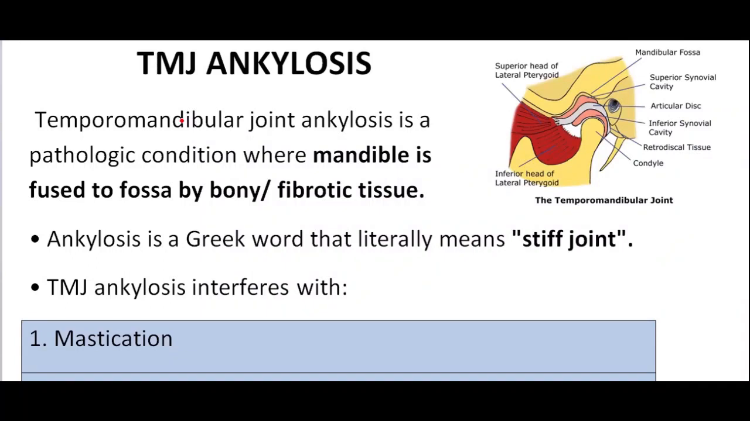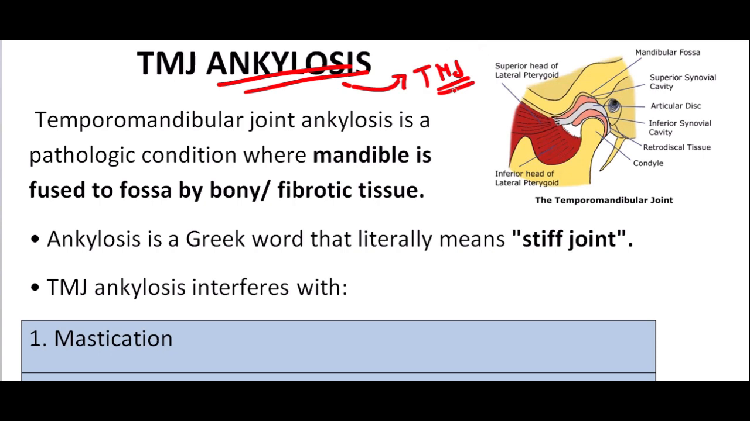So, good day everyone. Today we are going to talk about something important in our body, the jaw joint or the temporomandibular joint, which we call TMJ for short. There is a condition related to the TMJ that is known as ankylosis. Ankylosis might sound like a big word, but it simply means a joint that becomes very stiff and cannot move properly. That is TMJ ankylosis.